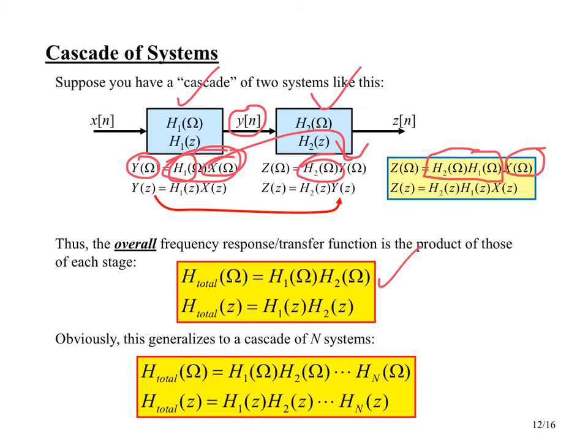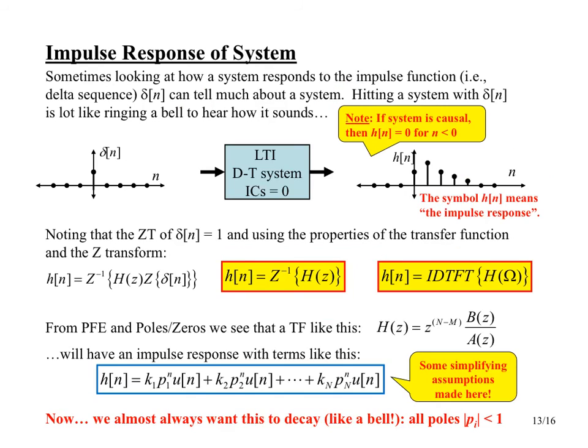And we can generalize that to a cascade of n systems very simply. So that's the idea of cascading systems, and sometimes we want to take a cascade of systems and replace it by a single system, or sometimes we want to take a single system and break it into a cascade of multiple simpler systems. So either way, knowing this result helps us with those.